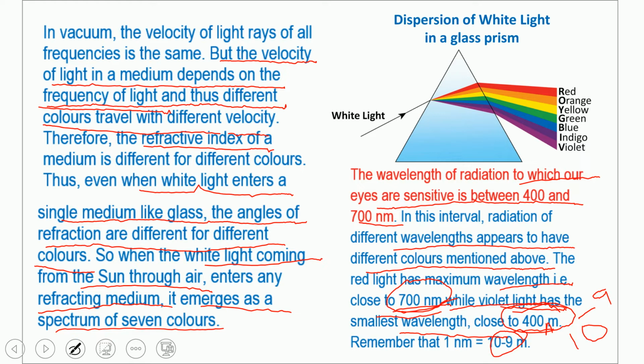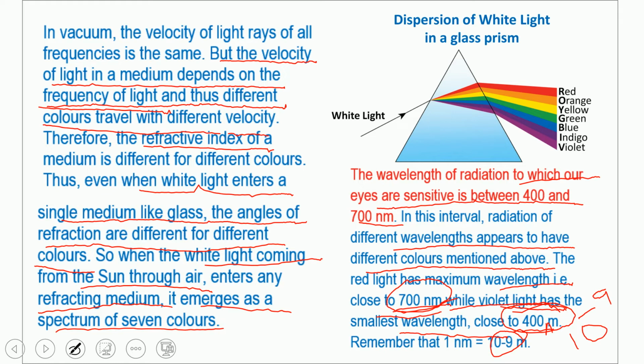But whenever light enters a medium, the different colors start to travel with different velocities, so that we can see them separately. Here we can say that whichever has the least wavelength will be deviated the most, and the maximum wavelength will be deviated the least.